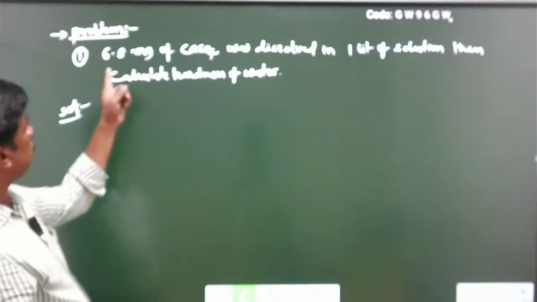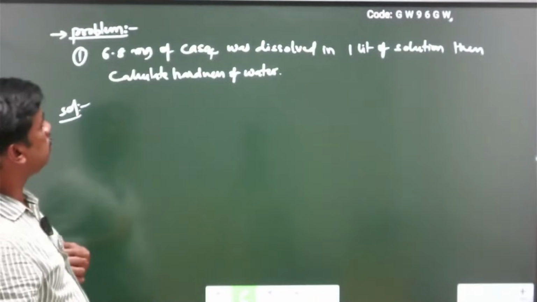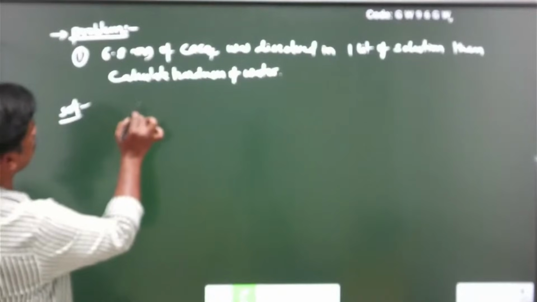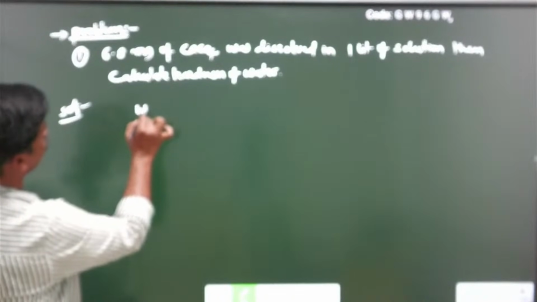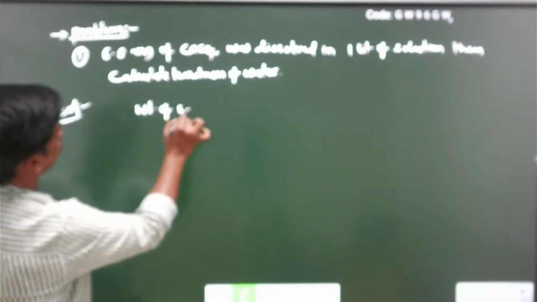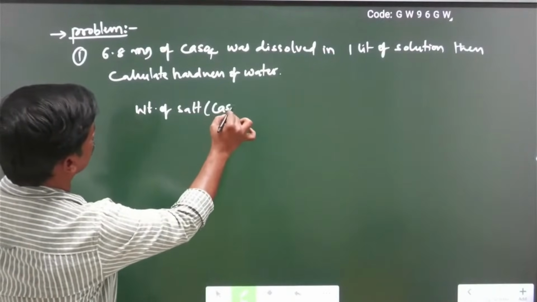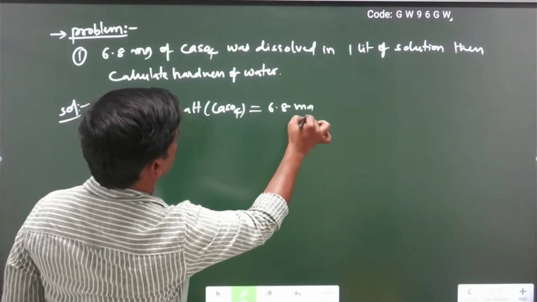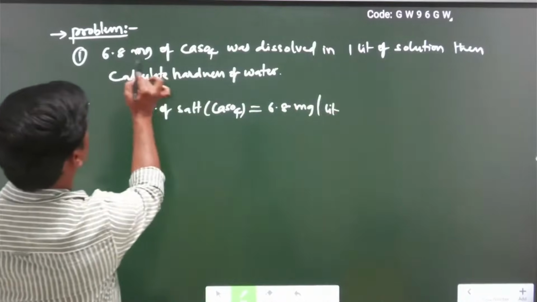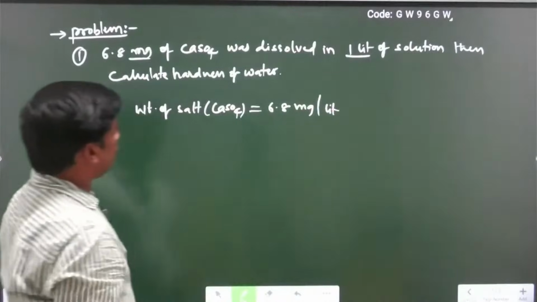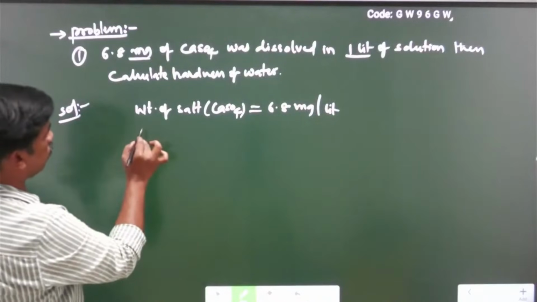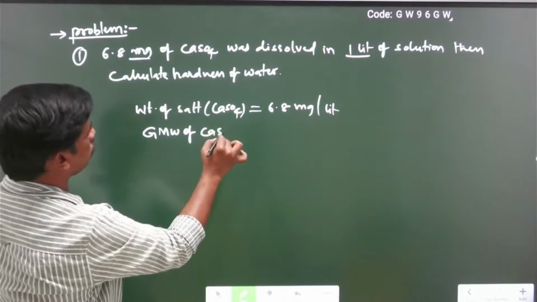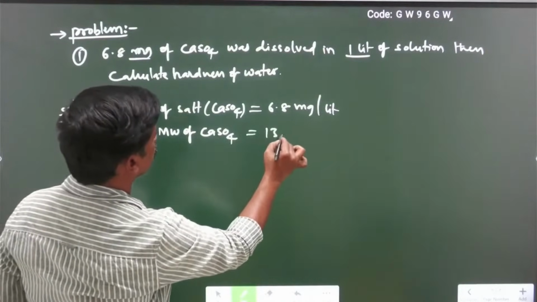Given information: the weight of calcium sulfate is 6.8 milligram in 1 liter. Here the weight of salt given, which is calcium sulfate, is equal to 6.8 milligram per liter. Milligram and liter are given. And what is its gram molecular weight? GMW of CaSO4, calcium sulfate, is 136.